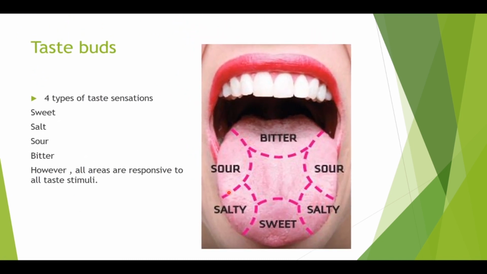Now, taste buds carry four types of taste sensations. They are sweet, salt, sour and bitter. However, all areas are responsive to all taste stimuli, but this is the predominant region of every type of taste. Sweet is present at the tip, salty and sour on the sides, and bitter is at the posterior part of the tongue.